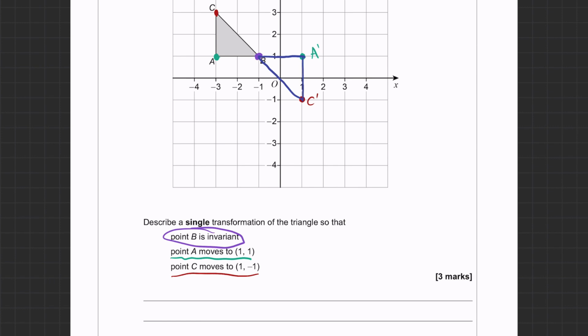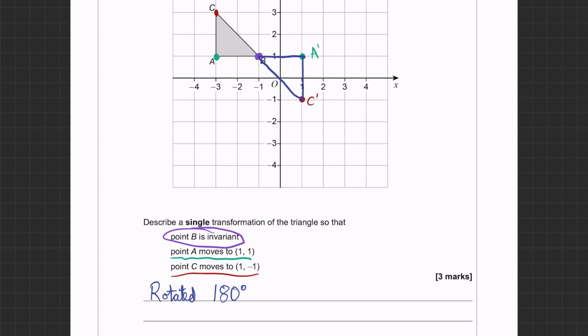Well, we can see, actually, that B's in the same place, which is a really handy trick to think. And the triangle looks the opposite. So actually, it looks like it's rotated. In this case, it has. So firstly, we're going to say it's rotated. We can see it's rotated 180 degrees. So that's actually 2 marks. We said it's rotated, and by how much.